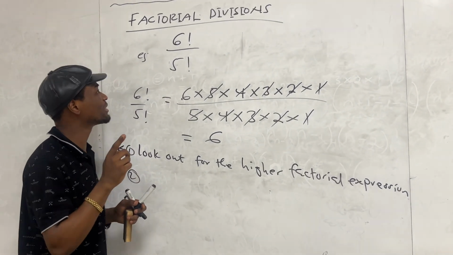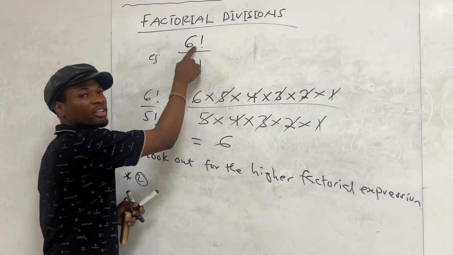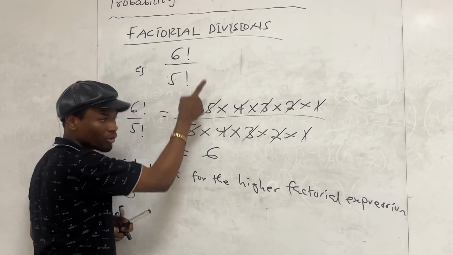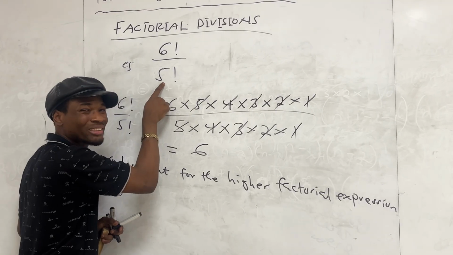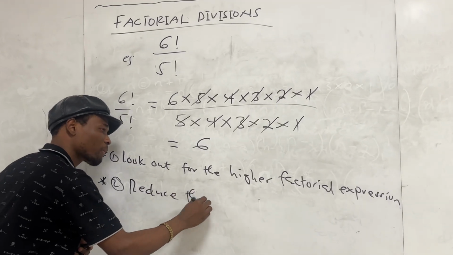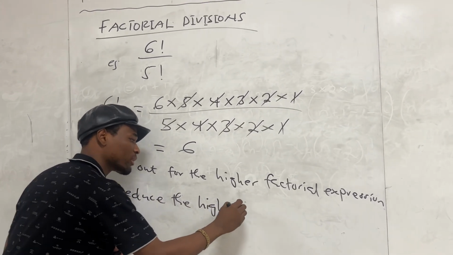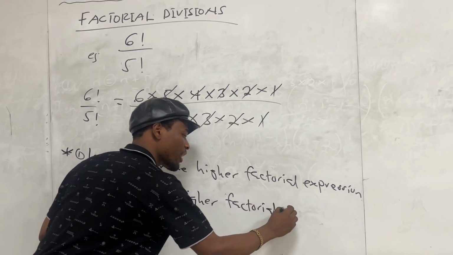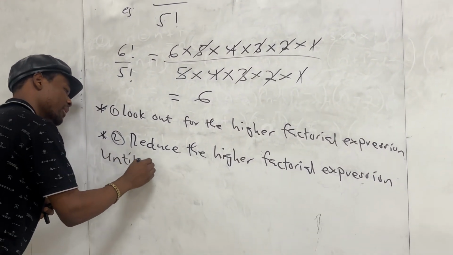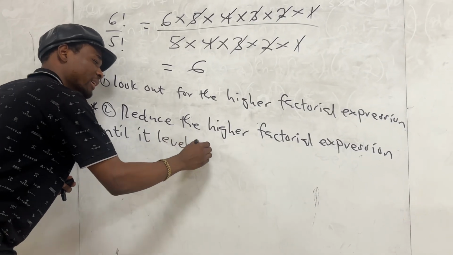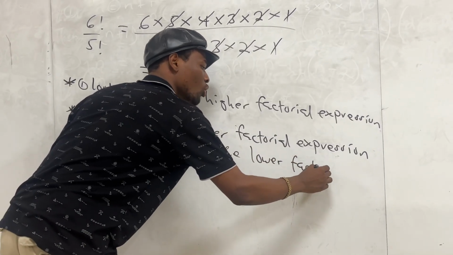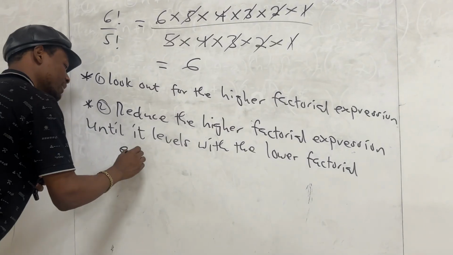What does that mean? You pick the 6 factorial, then you adjust this. In other words, you reduce the 6 factorial so you get the lower factorial, which is the 5 factorial. So you reduce the higher factorial expression until it levels with the lower factorial expression.